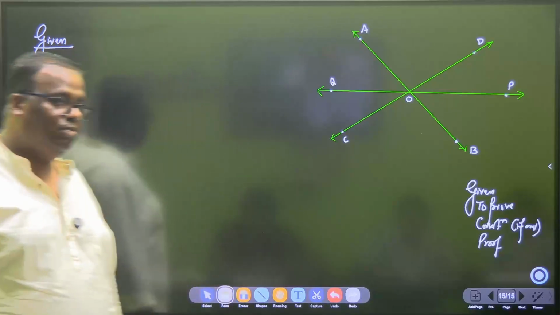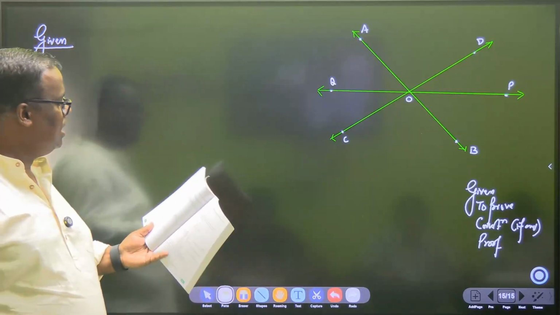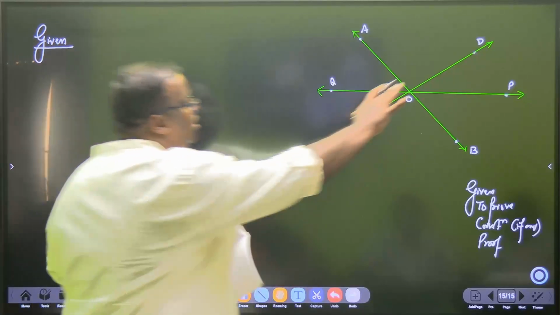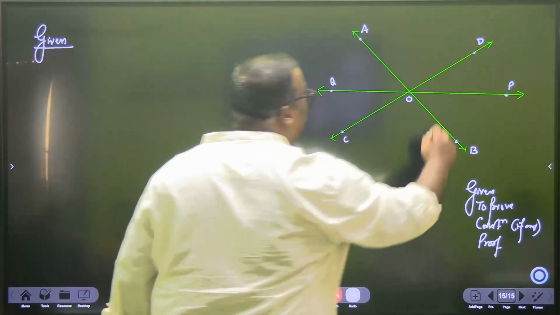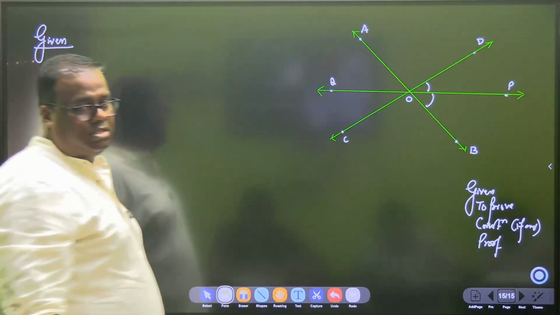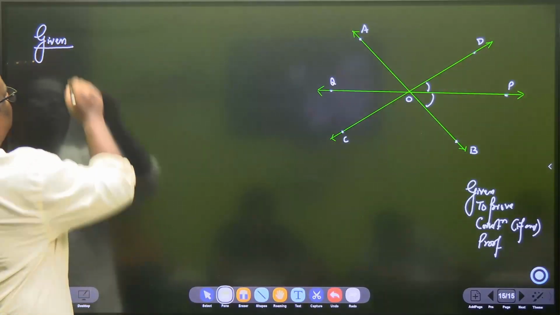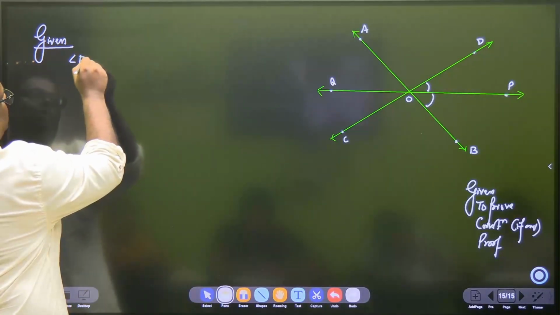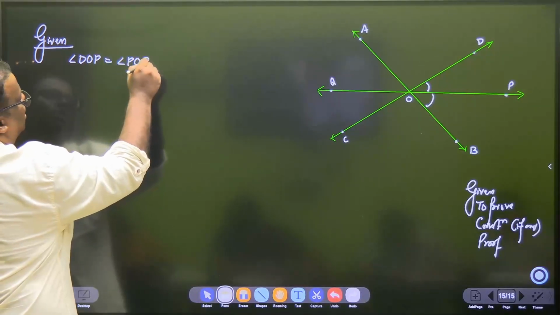When I write my given data, I will write it mathematically. So what does the English statement say? That OP is the bisector of this, right? So when you draw your diagram, you can put a symbol like this. So what do I write in given data? Angle DOP is equal to angle POB.